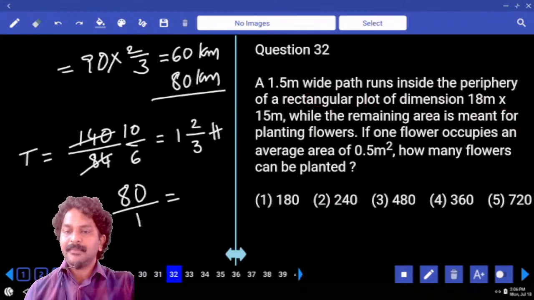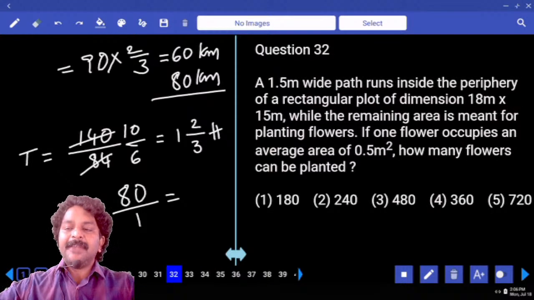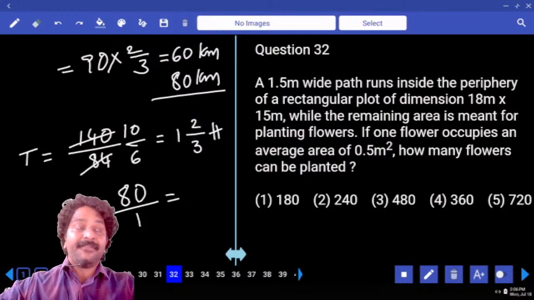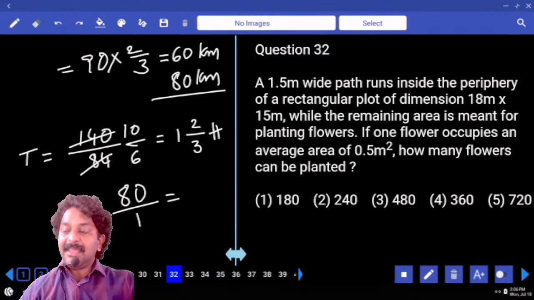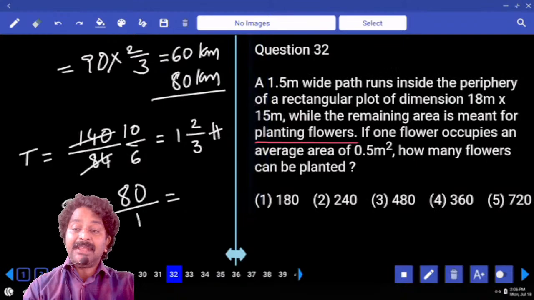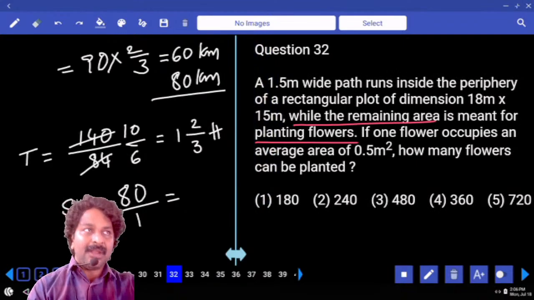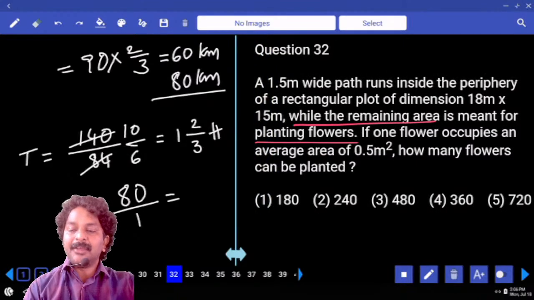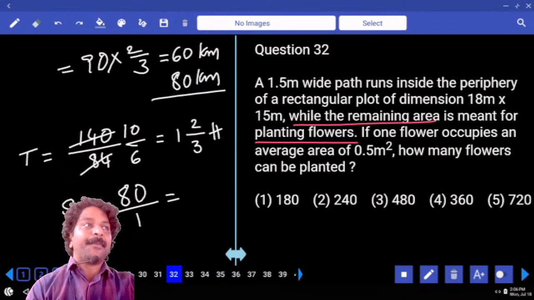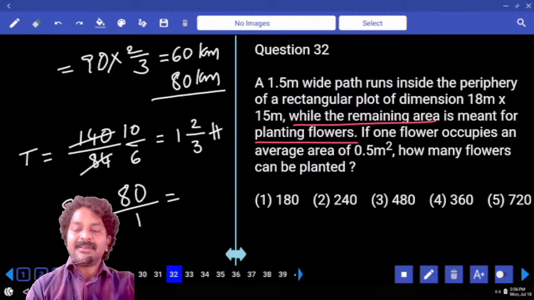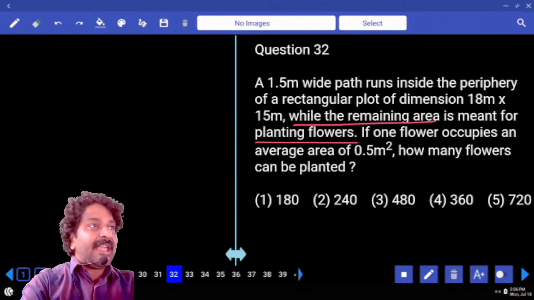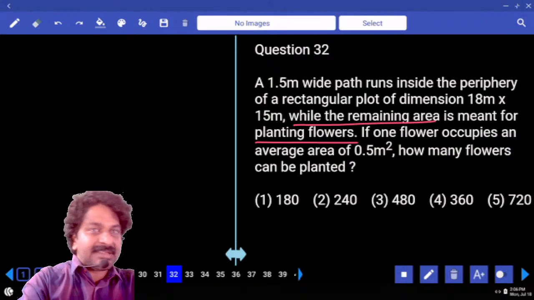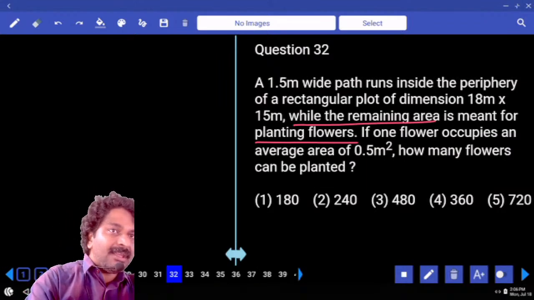Next. A 1.5 meter wide path runs inside the periphery of a rectangular plot of dimensions 18 and 15 meters, while the remaining area is meant for planting flowers. Remaining area only. If one flower occupies an average area of 0.5 square meters, how many flowers can be planted? Okay. First of all, we need to know what is the area dedicated for planting flowers. Correct. And they said remaining only.